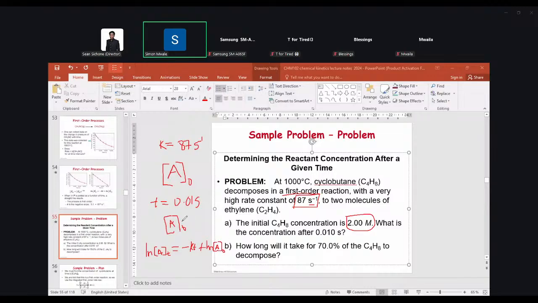A0 has been given, you know the A0. A at time t is what you want to calculate. You don't know this value. The time has been given, you know the time. Then the k, you know the k value, it has been given to you. So the only thing that you don't know is A at time t.